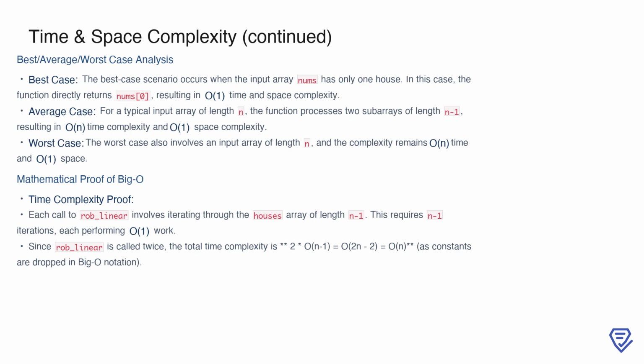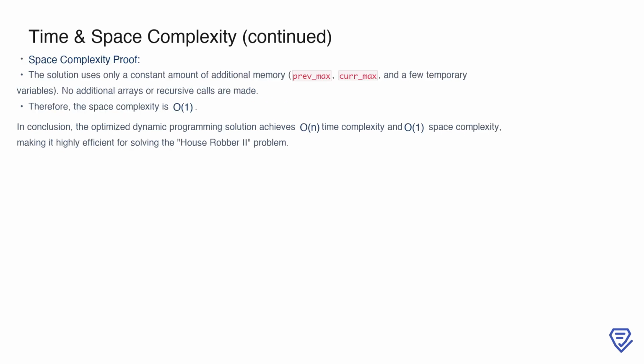Since rob_linear is called twice, the total time complexity becomes 2 * O(n), which simplifies to O(2n), and ultimately reduces to O(n) when constants are ignored in big O notation. Finally, let's validate the space complexity. The solution uses a constant amount of additional memory, specifically for variables like prev_max, cur_max, and a few temporary ones during execution. Since no additional arrays or recursive calls are made, the space usage remains constant at O(1).